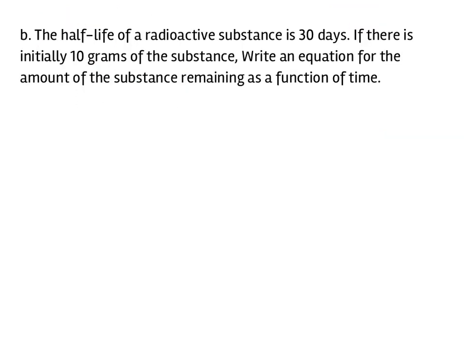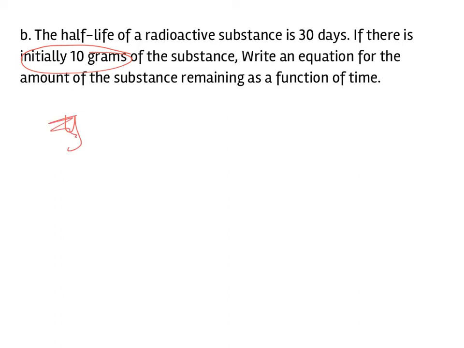This next problem is a common problem to come up in, say, a chemistry class. It's talking about half-life. Half-life of a radioactive substance is 30 days. That means it takes 30 days for the substance itself to be halved, to cut in half. Initially, there is 10 grams, so that's going to be important. We want to write an equation for the amount of the substance remaining as a function of time. So let's get started on a few pieces here.